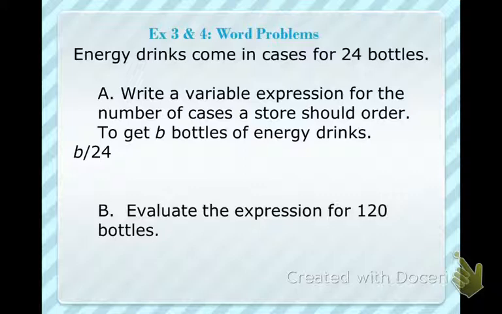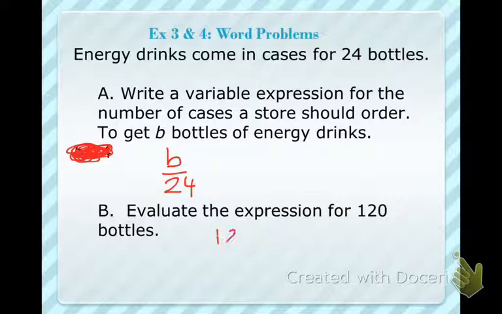Well, if you can look on here, we have B over 24, like it has over here. So that goes away, people. This is how I want you to write your fractions, B over 24. That is not a 6, that's a B. And the B is telling me how many bottles I need to buy, and there are 24 in each case. So when I divide, if I look at B, evaluate the expression for 120 bottles.